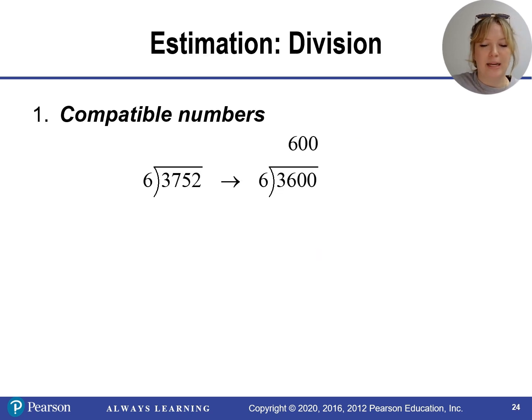I could also estimate, so I could ask what's 6 divided into 3,752. I know that 6 divides really nicely into 3,600 as 600, and 3,600 is a slight underestimate for 3,752, but I could estimate 3,752 divided by 6 is about 600. It's probably a little bit more.